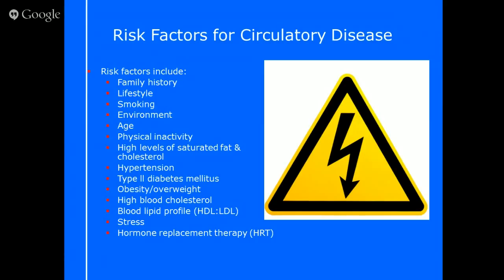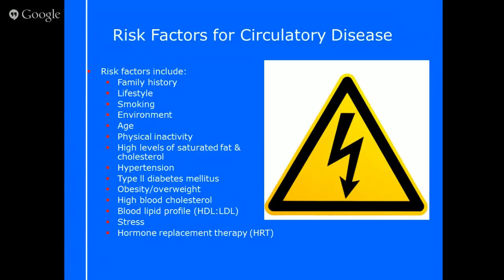Then type 2 diabetes comes into that, obesity, high blood cholesterol, blood lipid profile ratios, stress, and obviously if they're on hormone replacement therapy as well, that can lead to coronary heart disease. So with these risk factors together, the more of these risk factors that one of your clients has, the more likely it is that they're going to get coronary heart disease or a circulatory problem of some sort. So it's nice to be aware of the risk factors and how they exist.